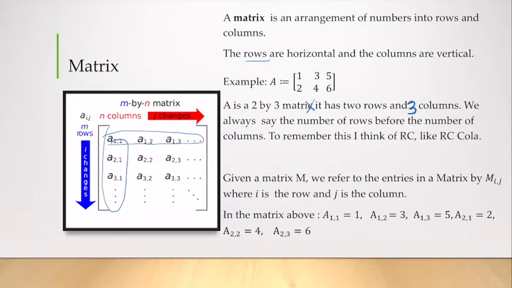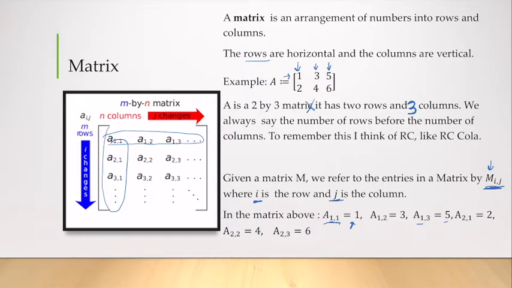So if I'm given a matrix M, we refer to the entries in matrix M by Mij. So what that is saying is I'm taking in this matrix, I is the row and J is the column. So in the matrix above, in matrix A, I have the A sub 1, 1, so the element in row 1 and column 1, where those 2 intersect, is 1. If I have an element in row 1, column 2, that's 3. And in row 1, column 3, that's going to be 5.